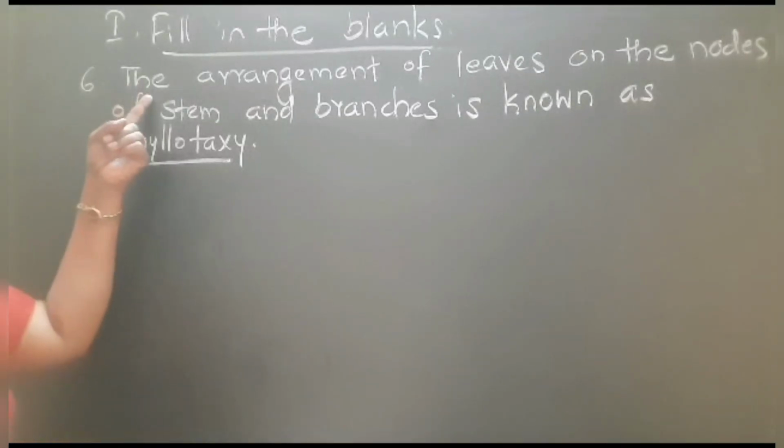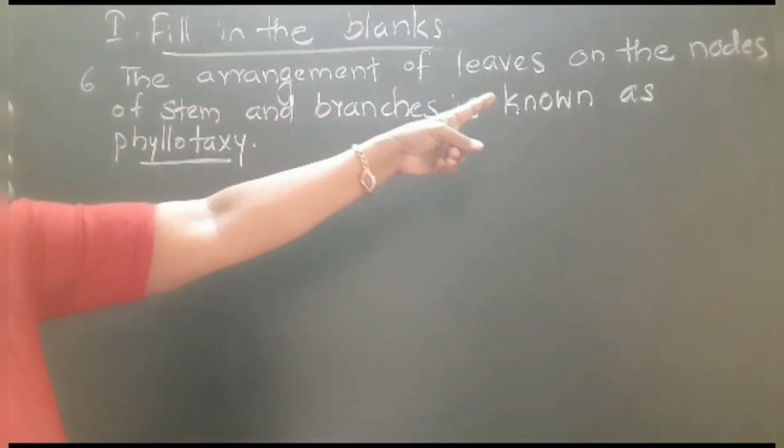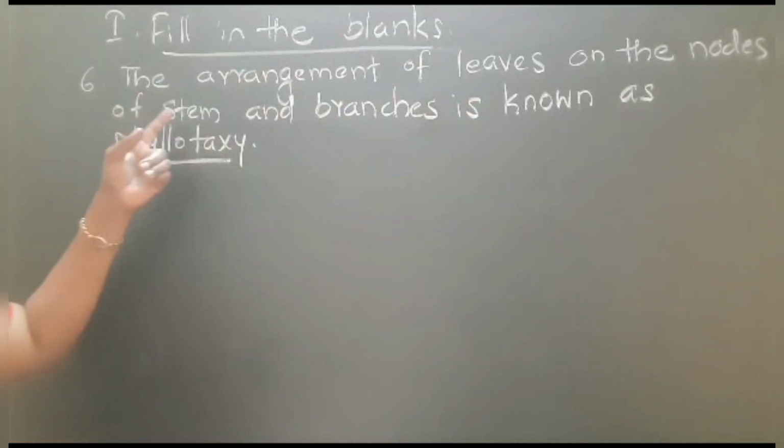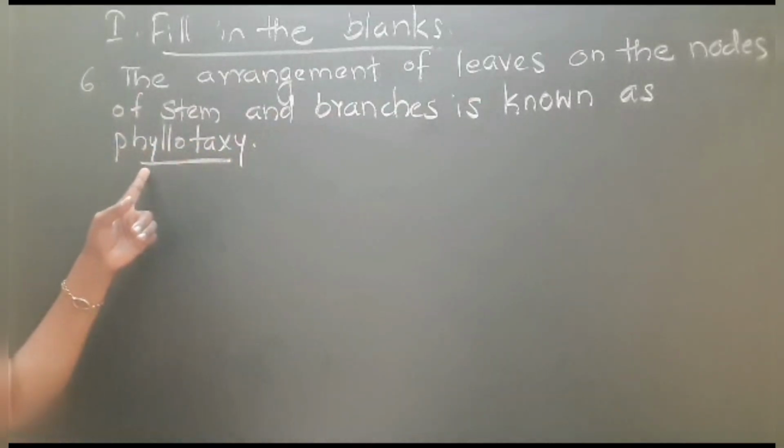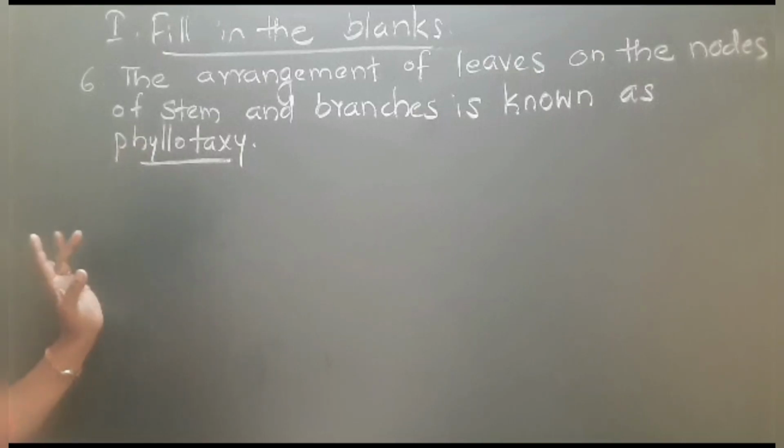Number 6. The arrangement of leaves on the nodes of stem and branches is known as phyllotaxy. These are the 6 fill in the blanks.